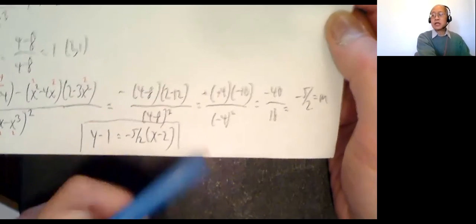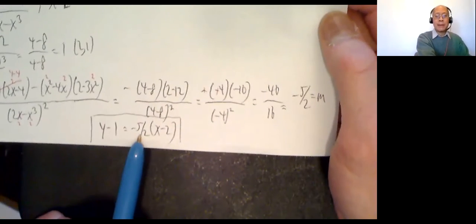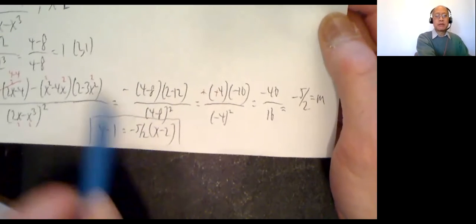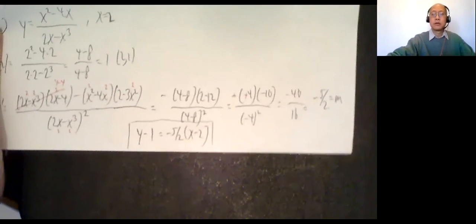Okay, so the equation of the tangent line, y minus y1, y minus 1 equals m, negative 5 halves, times x minus x1, x minus 2. And that's my answer. And there we go.